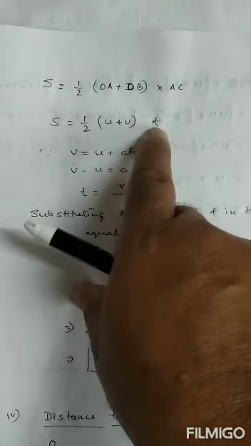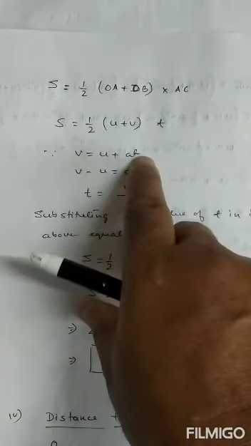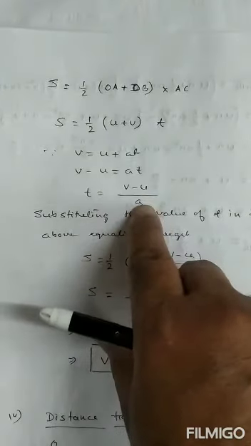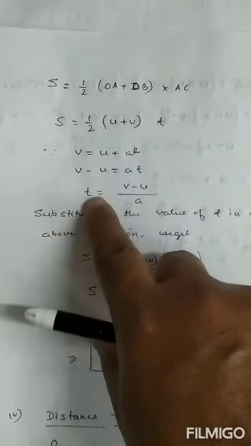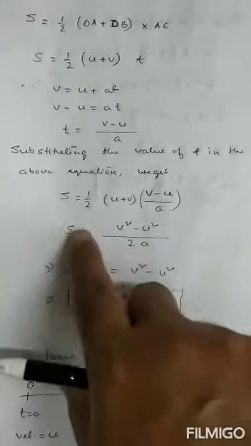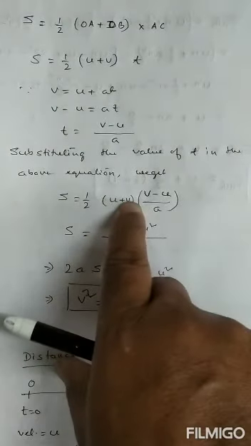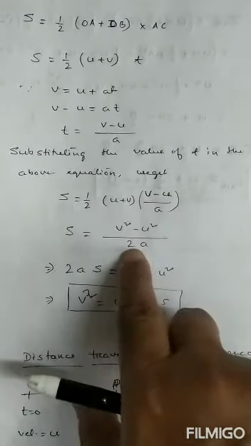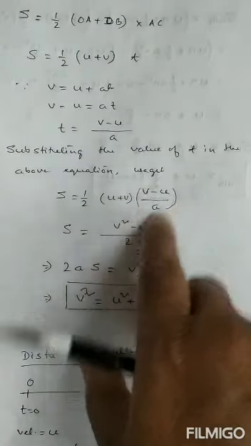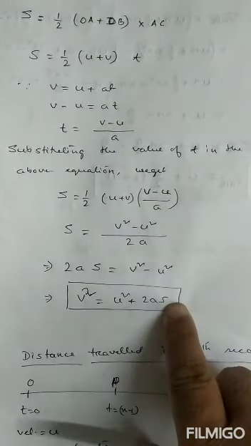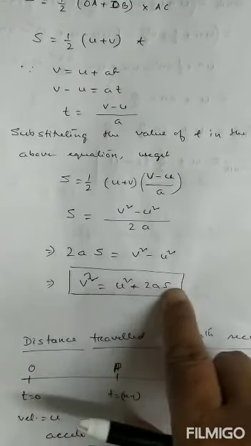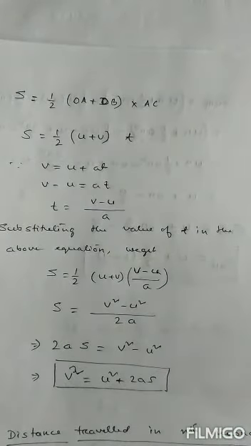But what is the value of T? From the first equation, V is equal to U plus AT. So V minus U is equal to AT. So what is T? V minus U by A. You substitute this value of T in this equation. So what we get? S is equal to half U plus V into V minus U by A. So this A, this twice A. U plus V into V minus U is V square minus U square. So twice AS is V square minus U square. So V square is equal to U square plus twice AS. So this is the third equation.